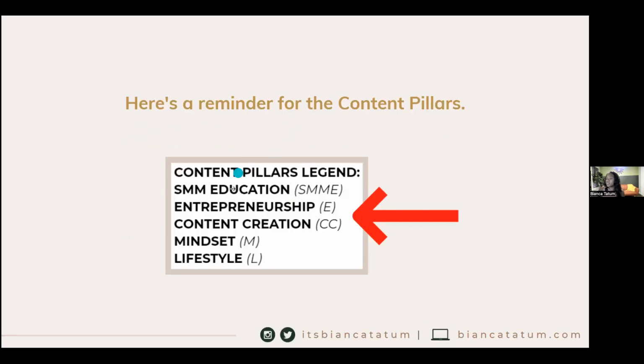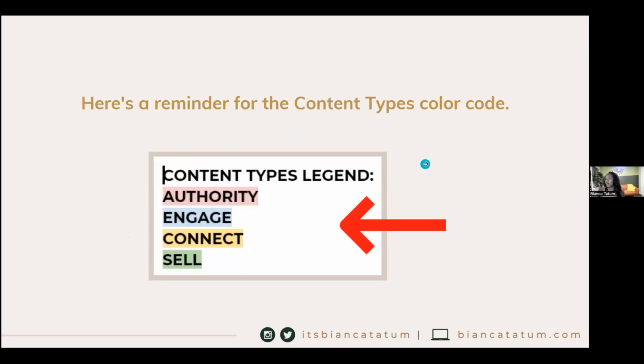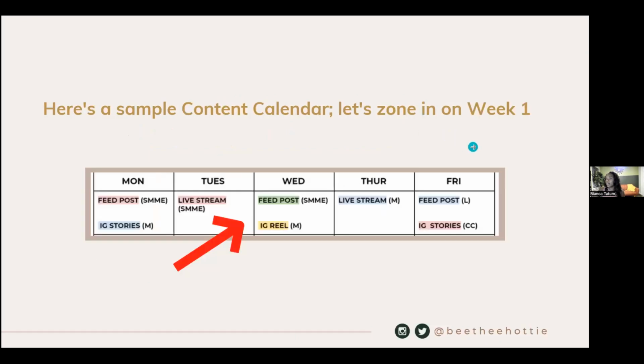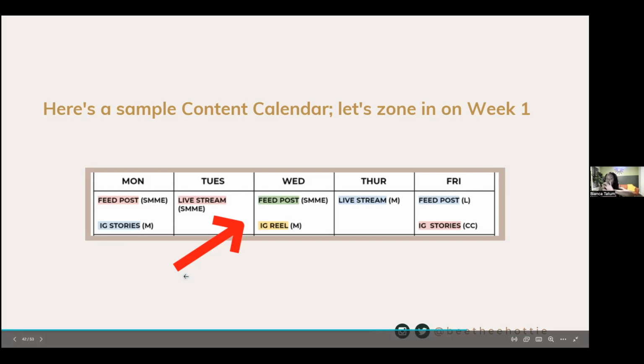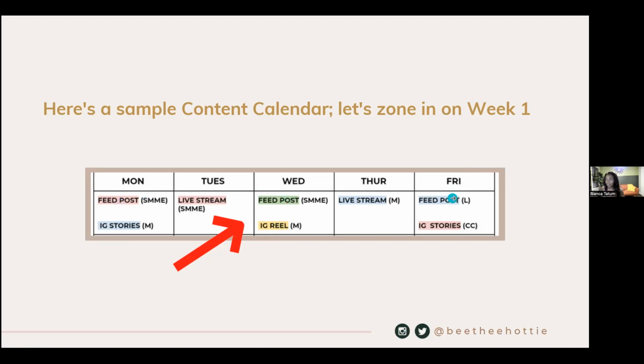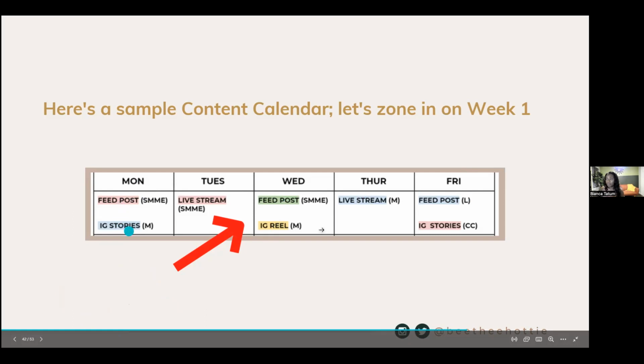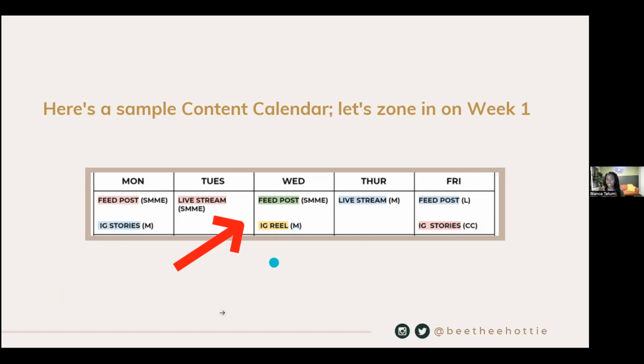So you start with your pillars. This is just a reminder of the pillars in my example. And then your content types. This is just 1 week. I don't post on the weekends, so I will only be dealing with Monday, Tuesday, Wednesday, Thursday. With this specific example, I said that I wanted to do 3 feed posts a week, 2 live streams, 1 reel, and 2 stories. So I said, okay, I'm going to do feed post on Monday, Wednesday, and Friday. I'm going to do a story on Monday and Friday, and a reel on Wednesdays.